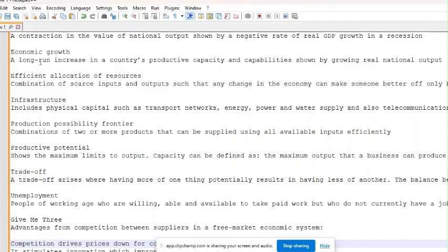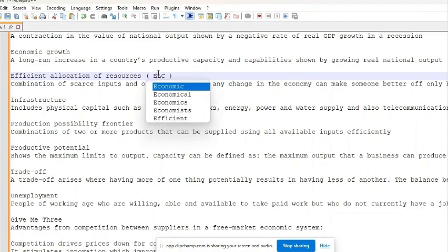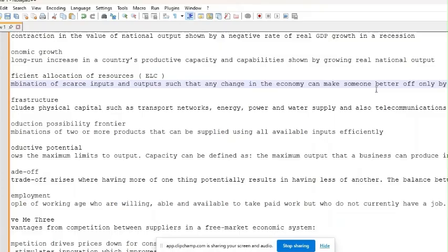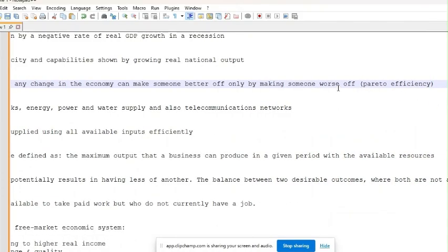And let's look at the term efficient allocation of resources, or ALC, I like to call it. I just like to use terms like this to make it easier for myself. ALC, ELC, I'm saying ALC. It's actually ELC. Efficient allocation of resources is the combination of scarce inputs and outputs such that any change in the economy can make some better off only by making some worse off.